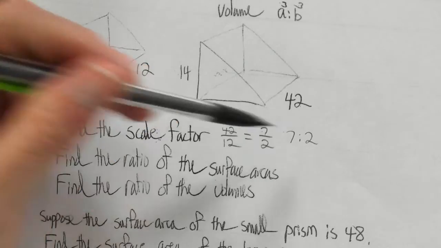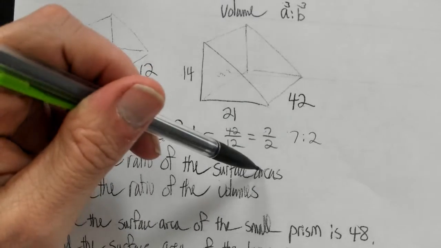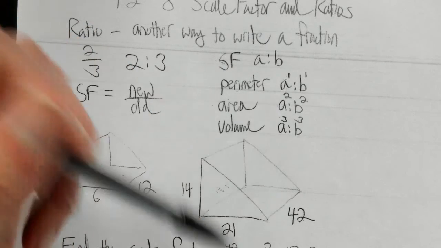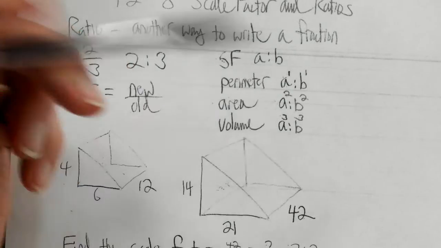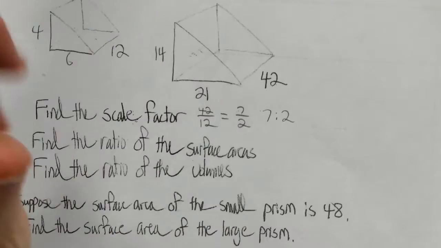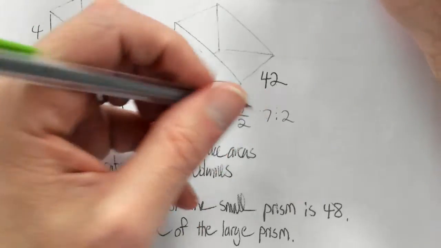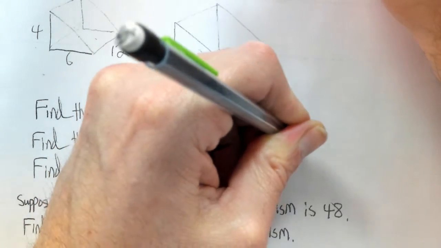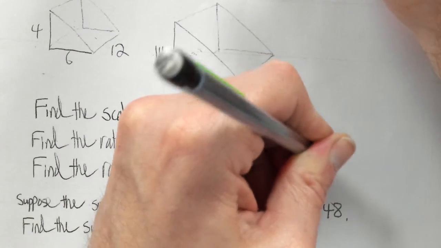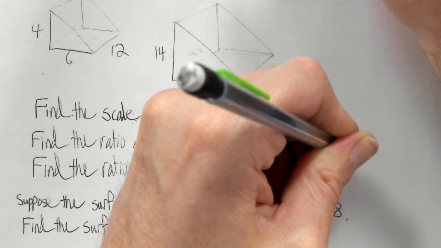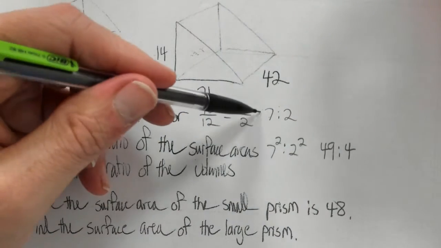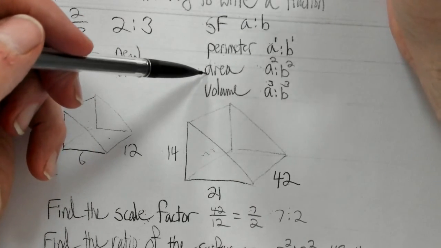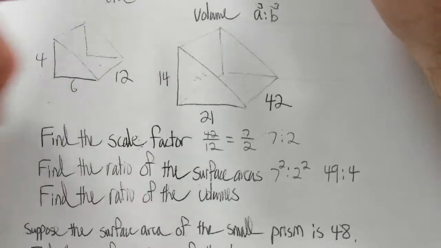Now, I can use this scale factor to find the ratio of the surface areas by just taking that scale factor and raising each part of it to the second power. The surface area ratio is the scale factor to the second power. So all I've got to do is take 7 squared. The ratio of the surface areas would be 7 squared to 2 squared. Well, what is 7 squared? 49 to 2 squared, which is 4. So once you have the scale factor, all you've got to do is raise it to the appropriate power to get the ratio of the areas and then also the ratio of the volumes.